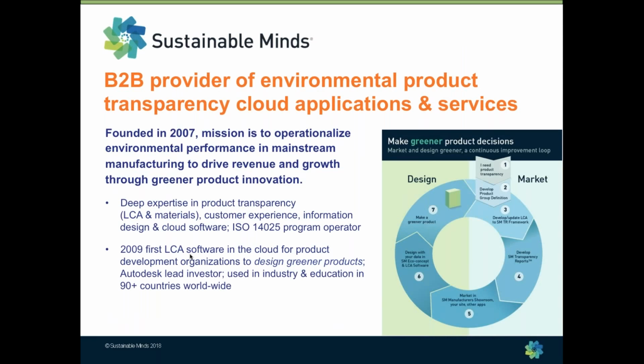So Sustainable Minds is a software company. We're a provider of environmental product transparency applications and services in the cloud. I founded the company in 2007. Our mission has never changed, which is to operationalize environmental performance in mainstream product development and manufacturing to drive revenue and growth through greener product innovation. So that's a mouthful. I've probably said that 1,050 times. But it's never changed, right?